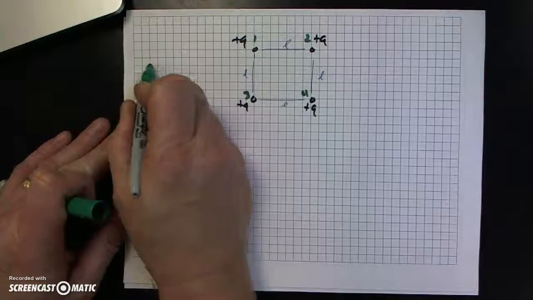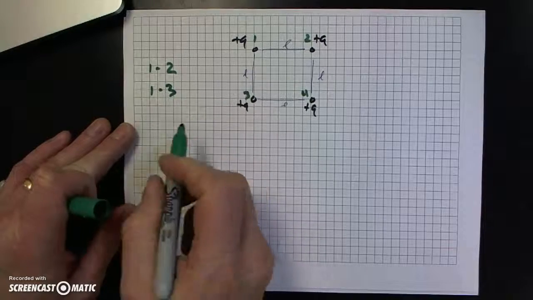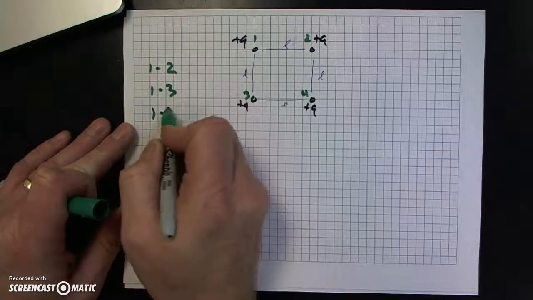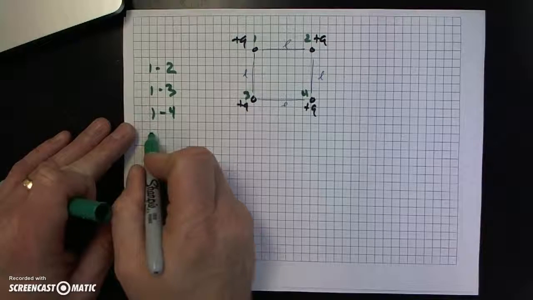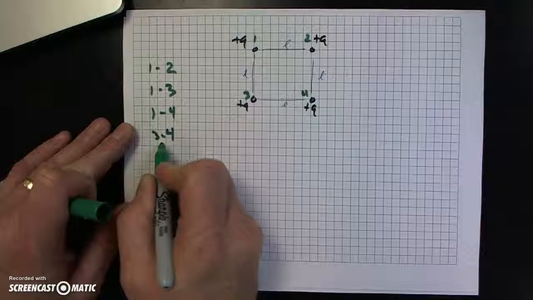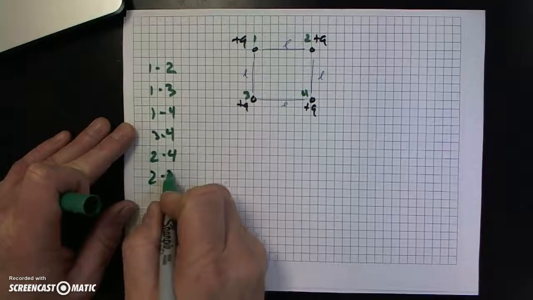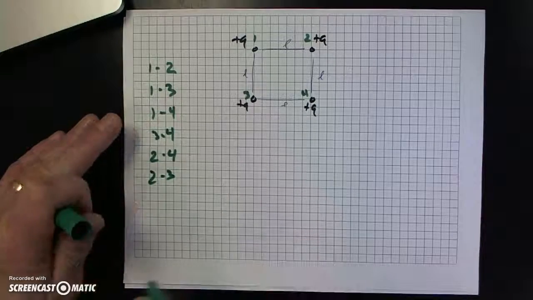So we're going to assemble 1 and 2, and then 1 and 3, and we'll do 1 and 4. Okay, so bring 1 and 4 together. And then we have to get 3 and 4 together. And what else? We got 2 and 4. And we need to get 2 and 3 together. So that should be all the different combinations.